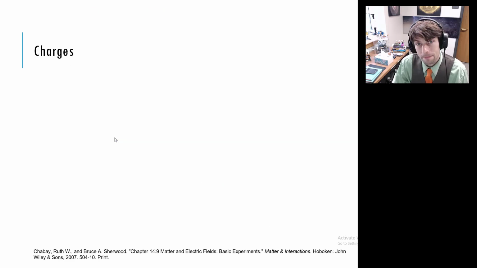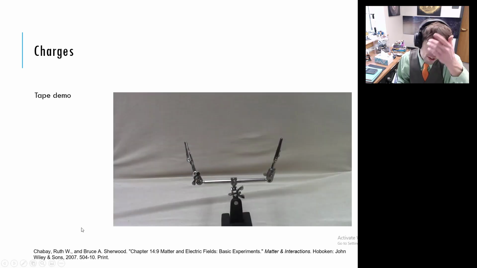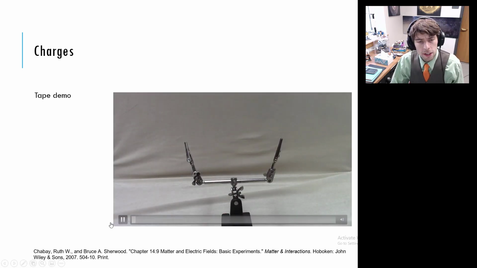So let's get going. First off, I have for you a tape demo here. I've always found this interesting when I found it in this book, that yeah, it does work, and it's a kind of reproducible way of making sure that you separate charges in the same manner every time. So I've got a video here and I'll walk you through.